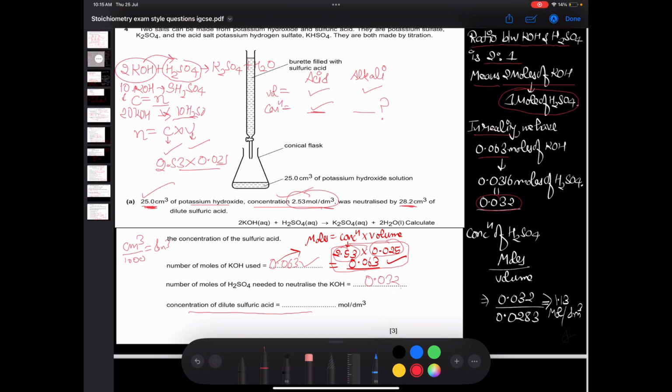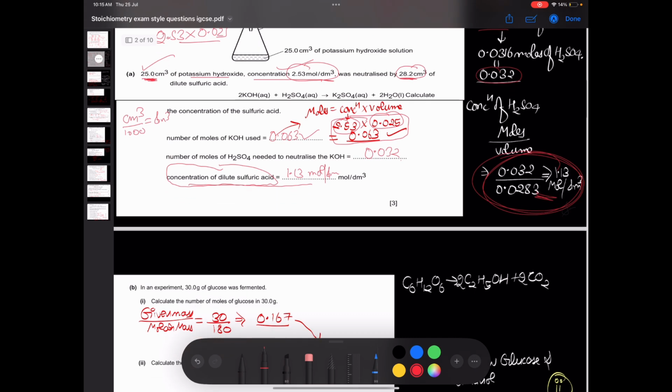Now again the same question in the end. Concentration of dilute sulfuric acid. See, the formula for concentration is again moles by volume. Volume should be in decimeter cube. So moles we have already calculated, that is 0.032. Volume needs to be in decimeter cube and they always give you in centimeter cube. This is how they try to trick you. So simply divide 28.2 by 1000. It will become 0.0283. And the answer is written here, 1.13 moles per decimeter cube. So this question again is done. Now moving on.